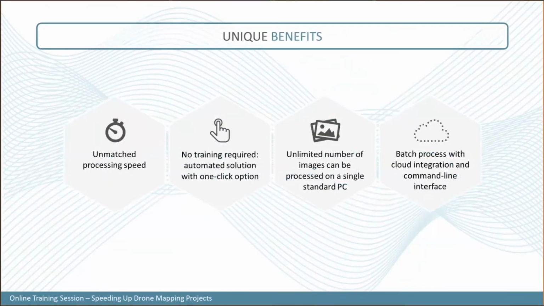So again, here quickly, unique benefits. Correlator3D is a tool where you can just crunch massive data sets fairly quickly. It's for different kinds of users. It can be the user that will use the automated options, or the user that will try to have as much control as possible on all the parameters. Unlimited numbers of images on a single standard PC. Well, we've managed to process large data sets in a small matter of time.